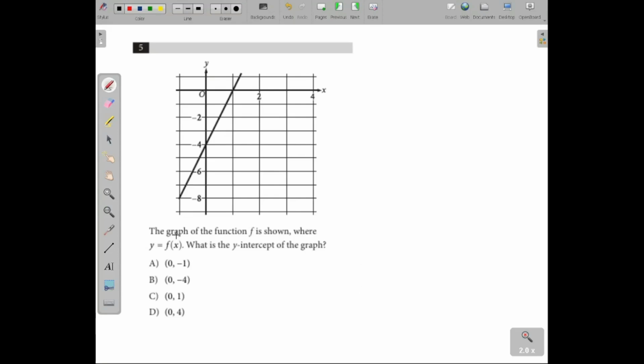Number 5. The graph of the function f is shown where y equal to f of x. What is the y-intercept of the graph? We have to find the y-intercept, and we know that the y-intercept is the point where x is equal to 0. So if the value of x is 0, the value of y is negative 4, and it's this point right here.